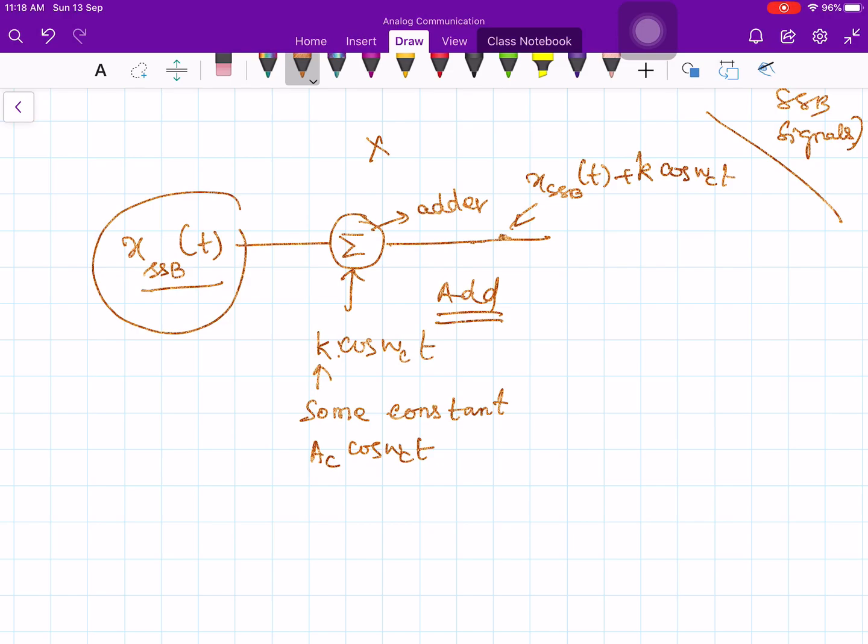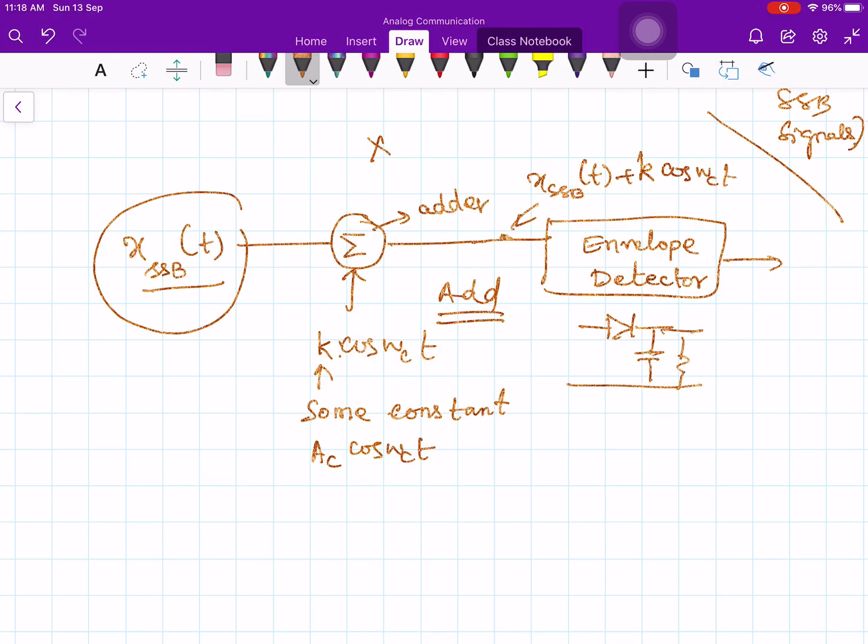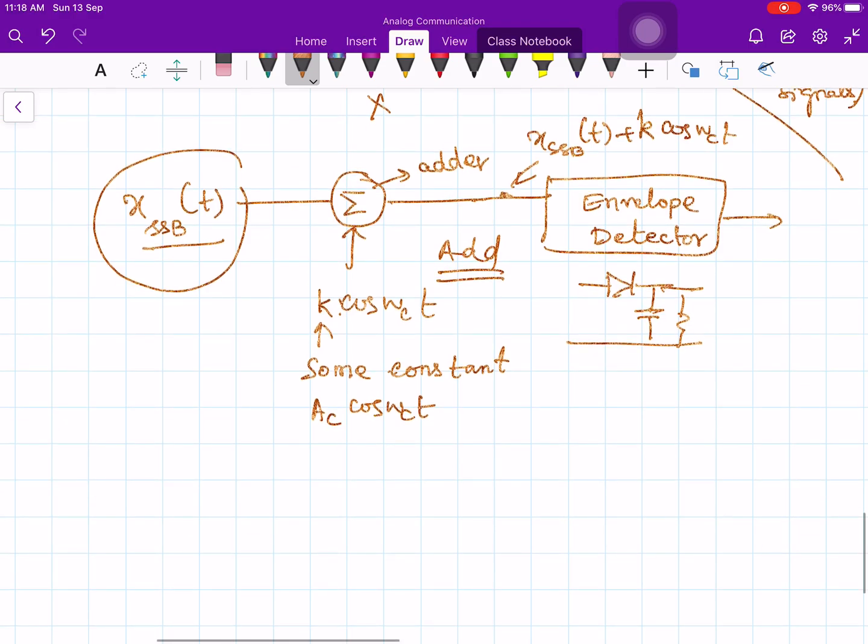So what we can do is, following this up, you put an envelope detector. Instead of a low pass filter, you put an envelope detector like your diode, and put a capacitor and then resistor, that's it. Okay, so let us consider the envelope of the signal at the output of the adder. So this is the output of the adder. Let us consider my E of t, envelope of the signal.